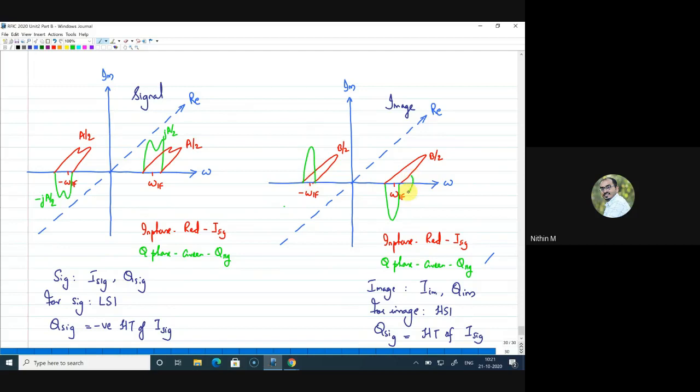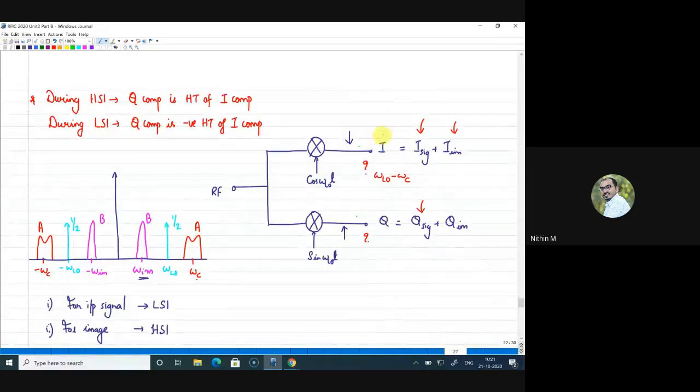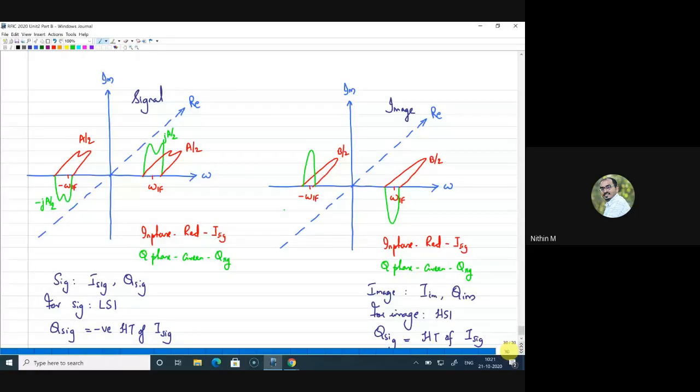So you can see that there is a 90 degree phase shift here, and here also, in the anti-clockwise direction, there is a 90 degree phase shift. So whatever you are seeing now is the signal and the image at these 2 points, this I as well as this Q, right? I hope this is clear.